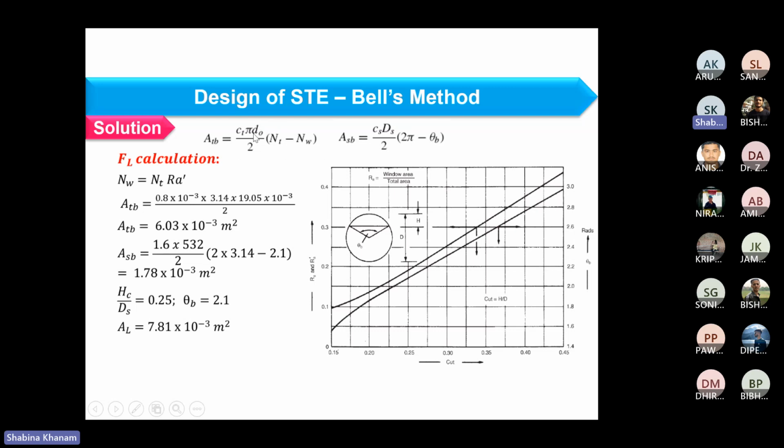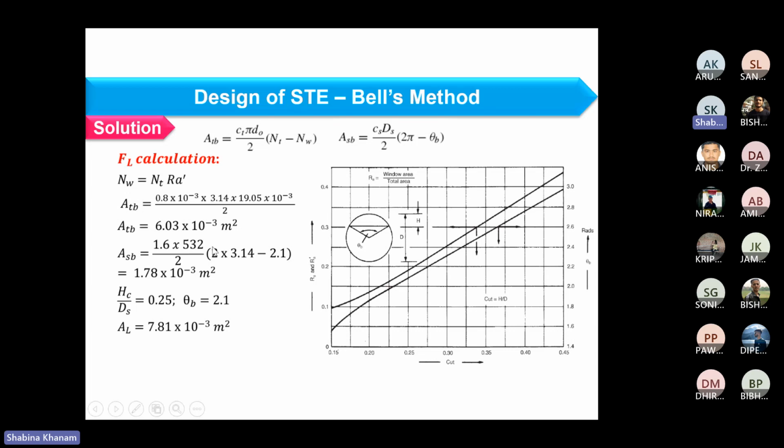ATB, if you see, this is the expression, and W is the number of tubes in the window zone, which we can find by this expression, NT into RA prime. ATB you can calculate. CT will always be 0.8, remember, we discussed yesterday, 0.8 mm. Pi d naught, that we can see by 2 NT minus NW. So you can find out ATB as 6.03 into 10⁻³ meter square.